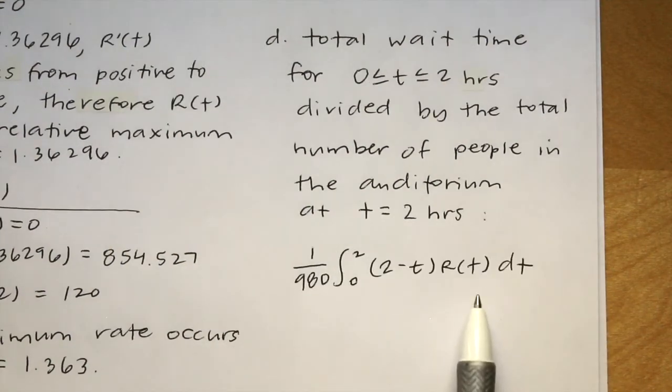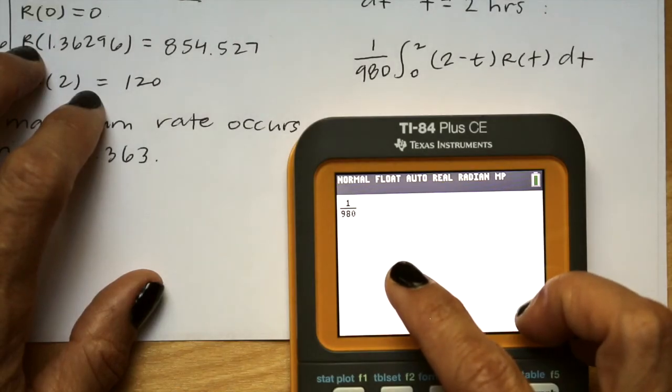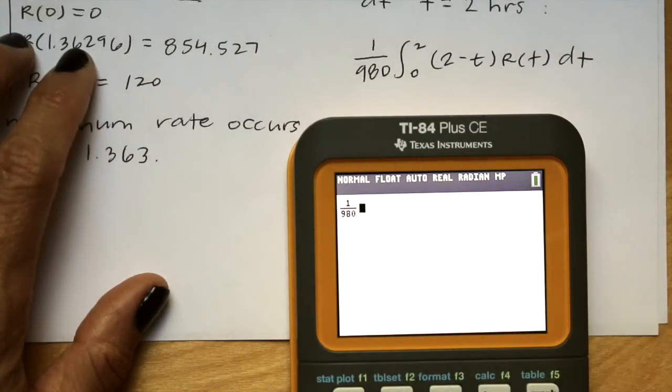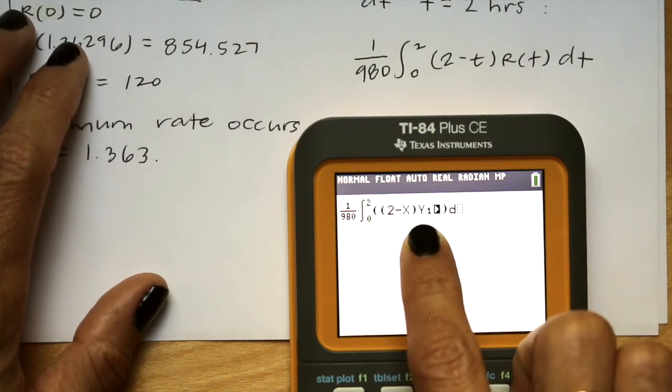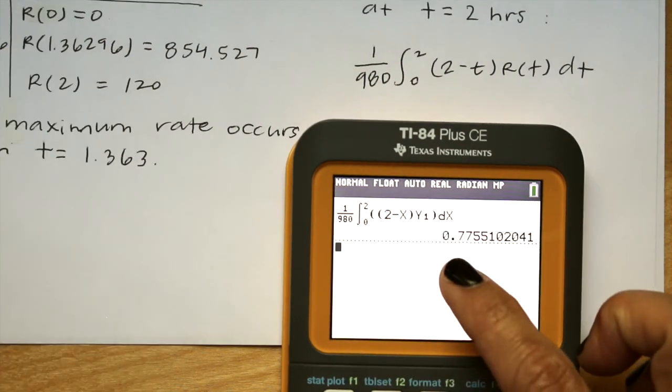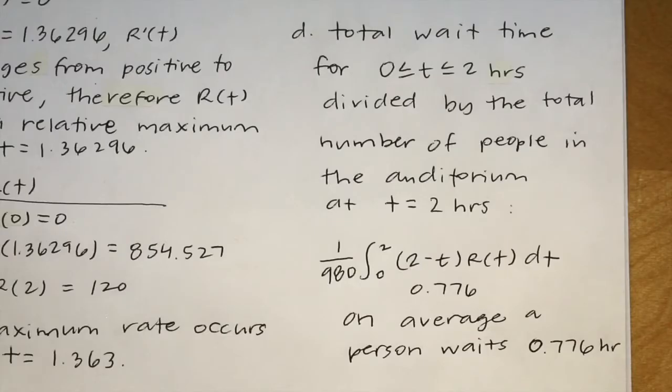So we're going to plug this right into the calculator. So I have 1 over 980. We're going to do math 9. We're going 0 to 2. You have your 2 minus x, and then call up our r, which is still y1, and we get 0.776. So on average, a person waits 0.776 of an hour.